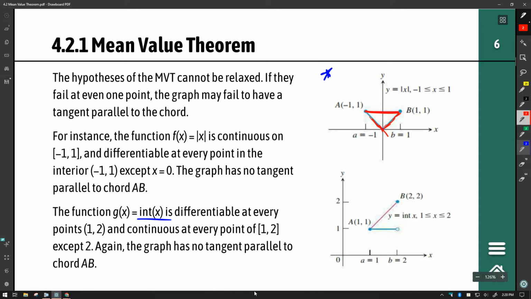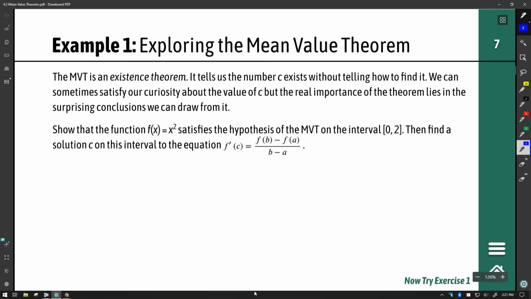And so when we look at the chord from A to B, and then try to find a place in the interior where we have a parallel tangent line, it just cannot be done. So we want to make sure here, we are always talking about the continuity and differentiability of our function before the mean value theorem ever applies. So here's our first example.